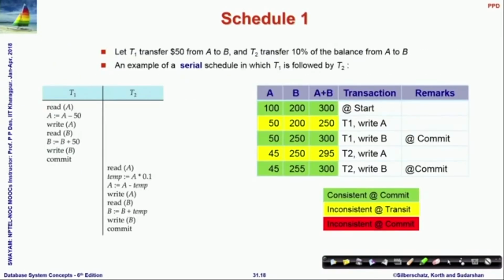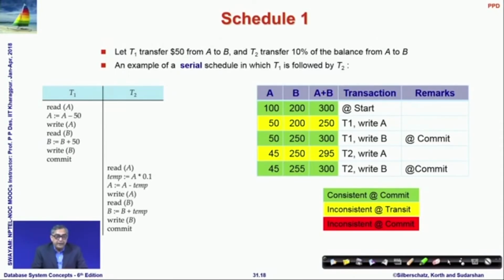Okay. So, let us take an example. We are going back to the same example. We have two transactions T1 and T2. T1 transfers $50 from A to B, as we have seen, and T2 transfers 10% of the balance from A to B. So, one transaction debits $50, and the other debits 10% of the account balance of A to B.